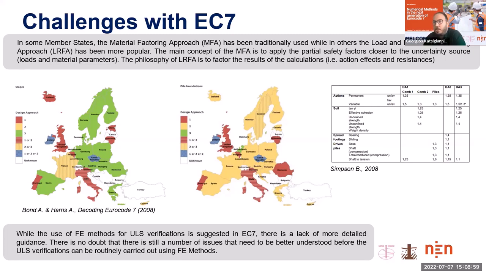And now you can see in the maps, for example, how fragmented the map of Europe is in terms of the choice of design approach. Now, some of those design approaches are better suited for numerical methods than others. For example, I know that a number of countries that have adopted design approach 2 adopt design approach 3 only for the numerical methods. There are other challenges, of course: the use of more advanced constitutive models for the material factoring approach, and how you apply the partial factors, whether from the beginning as an input, at discrete stages, or as an excursion.